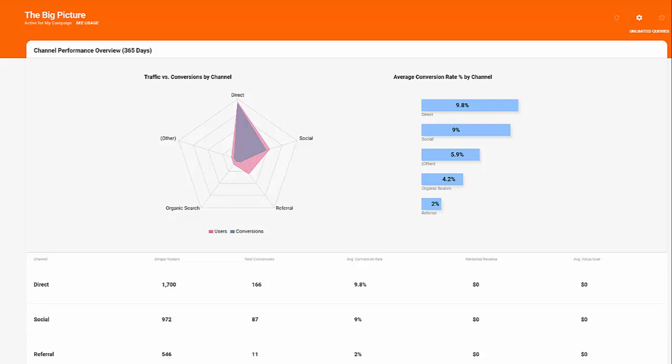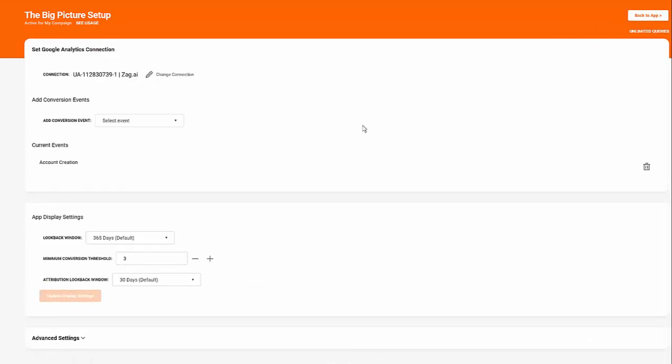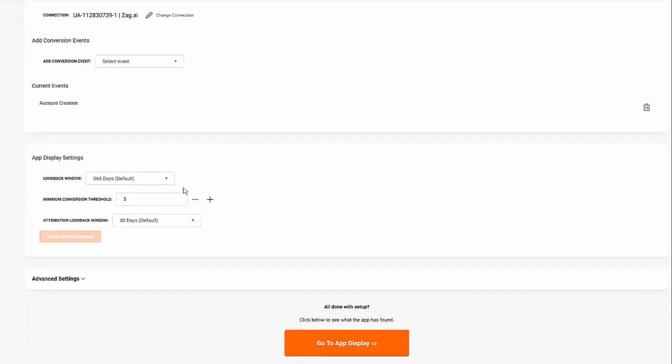Let's quickly touch on how to get the most out of the big picture, how to get the most value from your data. So I'm just using Zag right now, our marketing data, as the guinea pig. And for setup, it's pretty simple. There's nothing really to it. Just go with our defaults. It'll be the best accuracy.